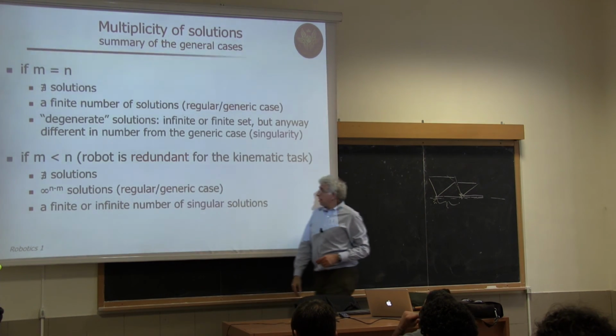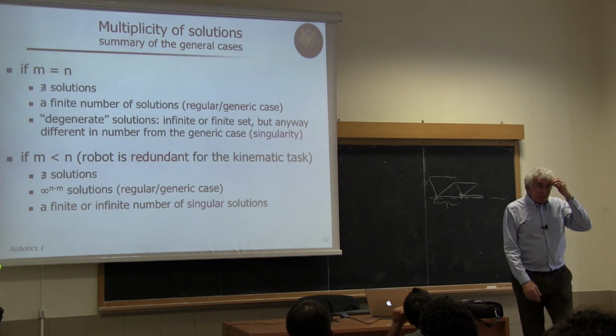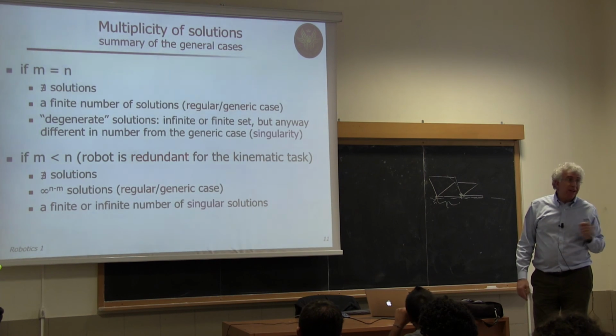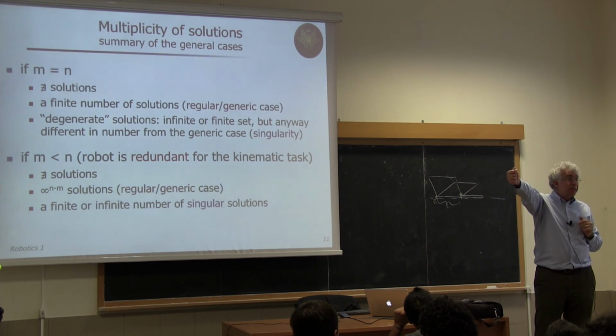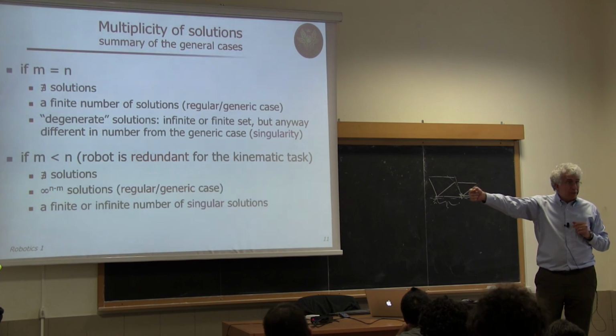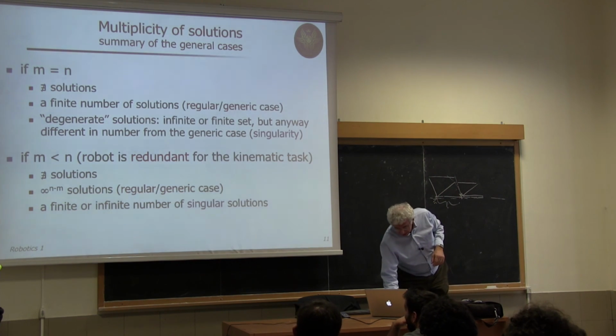Okay, so this is the generic case, an infinite number of solutions. And the singular case is when sometimes you have infinite number of solutions, or you have a finite number of solutions. For instance, when I'm stretching the planar 3R arm at the boundary of the primary workspace. Okay, this is all that it is.